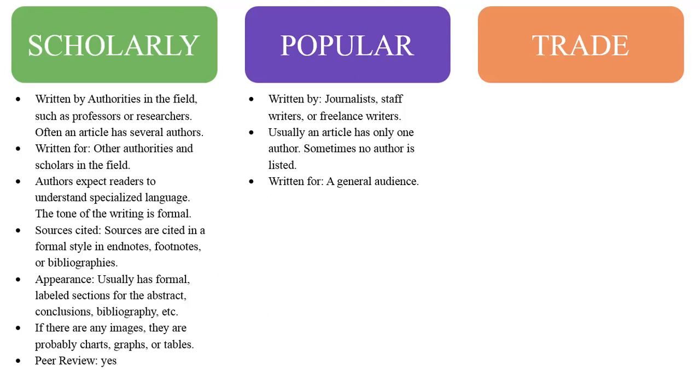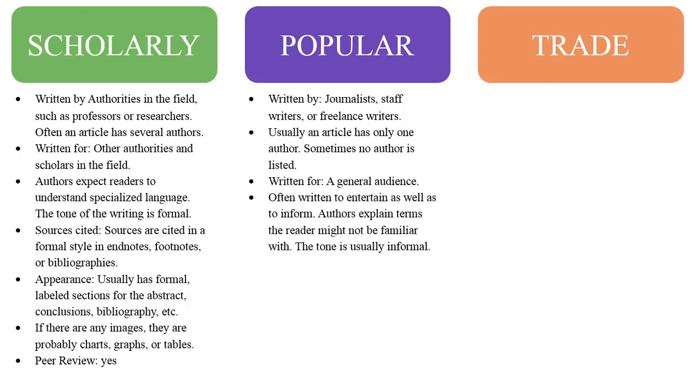These articles are written for a general audience, unlike scholarly articles, which are written for a very specific audience. So anyone can generally read a popular article. Popular articles are written to entertain as well as to inform. The author explains all the terms the reader might not be familiar with. The tone is rather informal. Unlike the scholarly, where there is generally no explanation of basic terms, there is in a popular article. That is kind of the point of a popular article: to explain rudimentary facts to an audience that would be otherwise unfamiliar with the information.